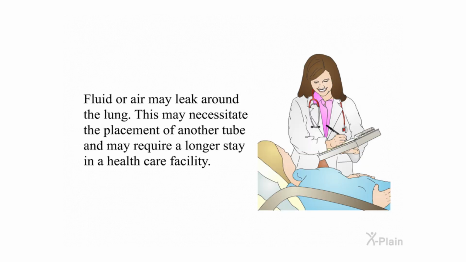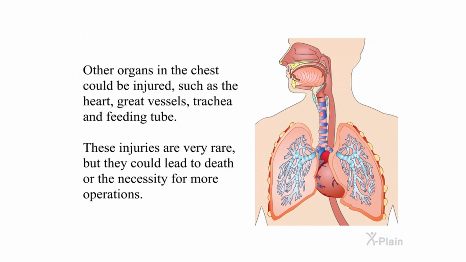Fluid or air may leak around the lung. This may necessitate the placement of another tube and may require a longer stay in a healthcare facility. Other organs in the chest could be injured, such as the heart, great vessels, trachea, and feeding tube. These injuries are very rare, but they could lead to death or the necessity for more operations.